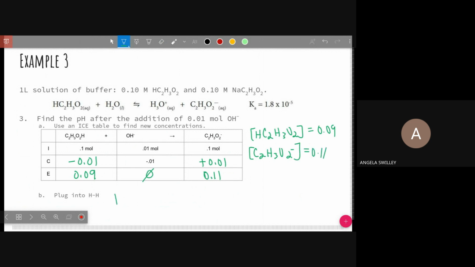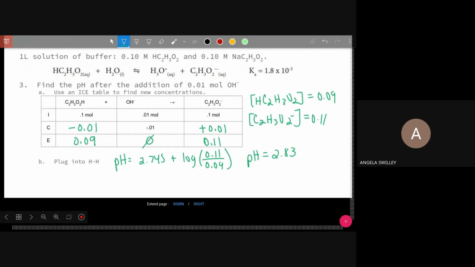All right, so we plug it into the Henderson-Hasselbalch to get the pH. The pKa is still the same. We're still using the same acid. And so we have plus the log of 0.11 divided by 0.09. And when you plug this all in, it tells us that our pH is 2.83.